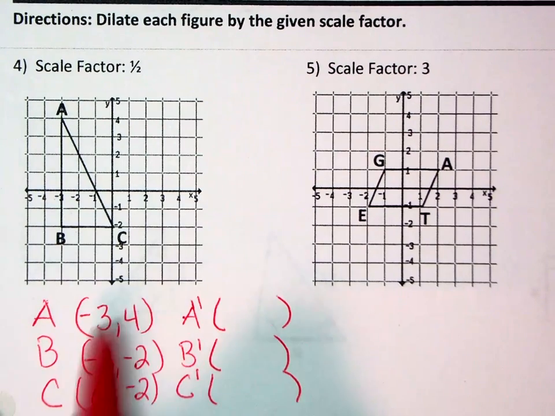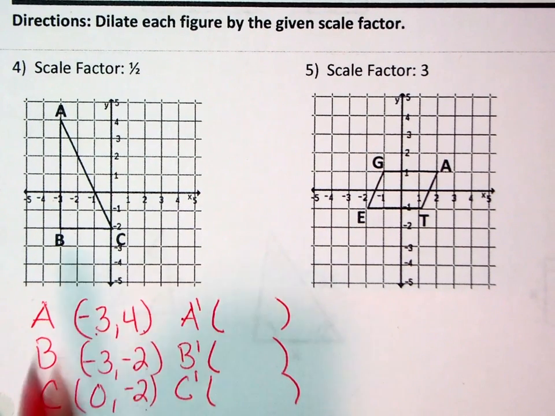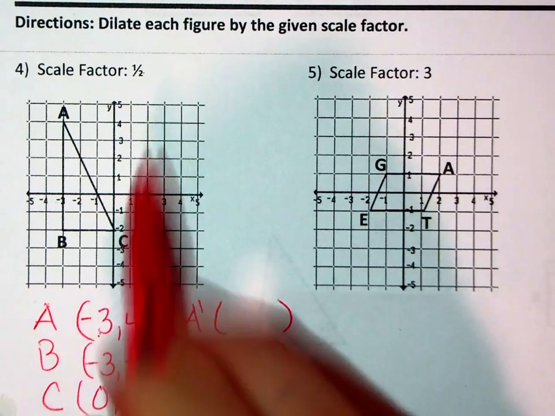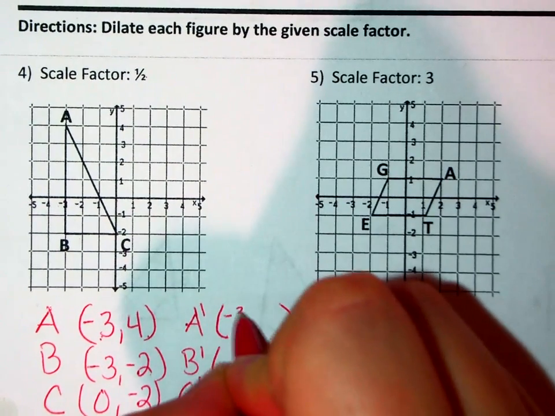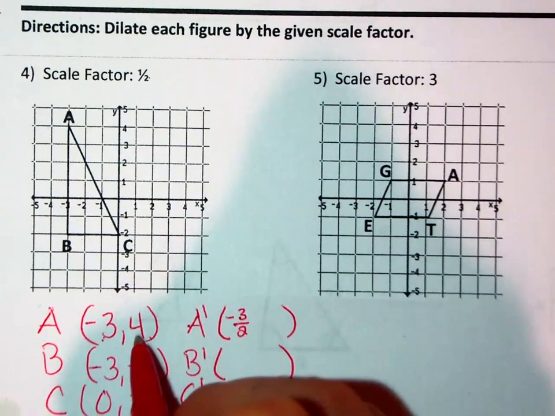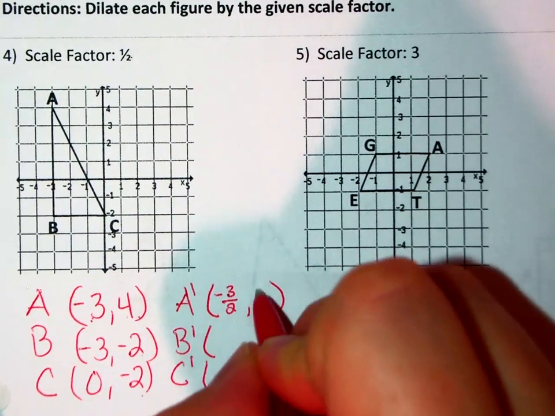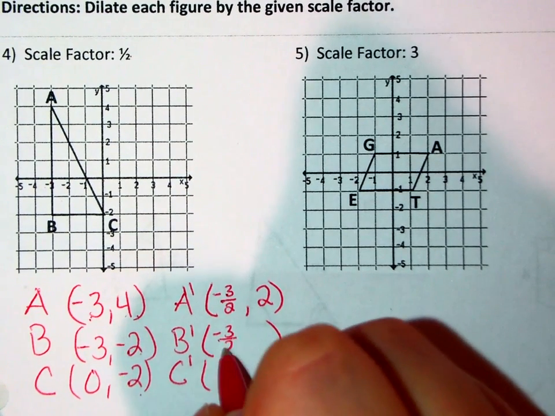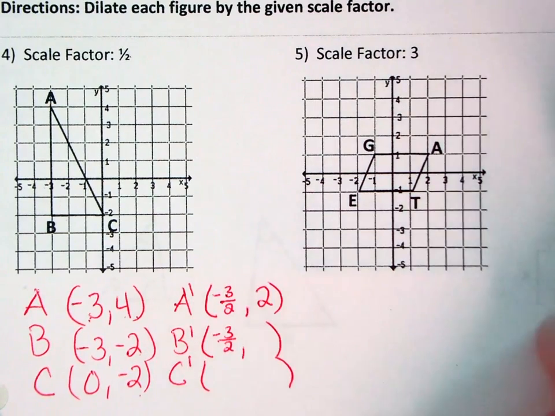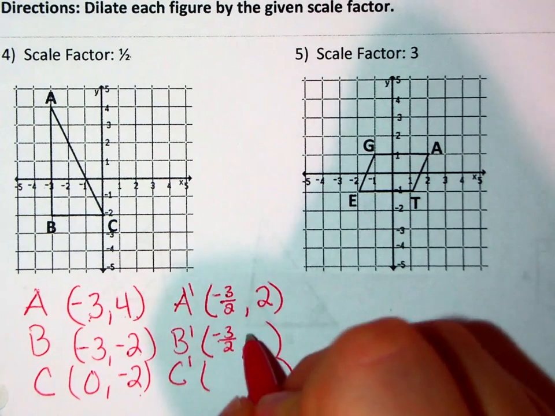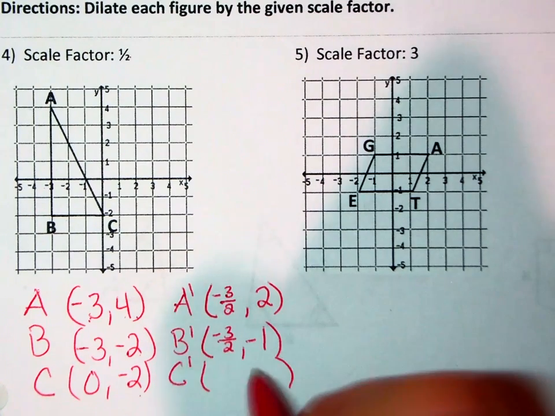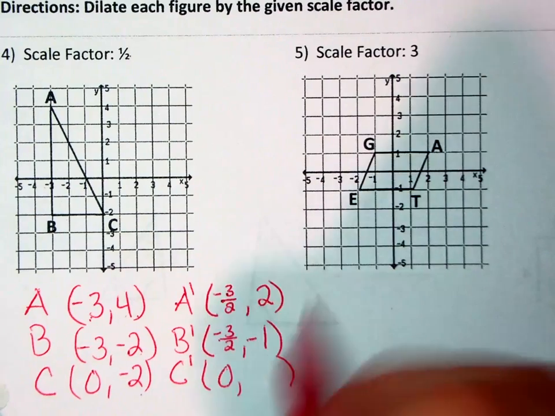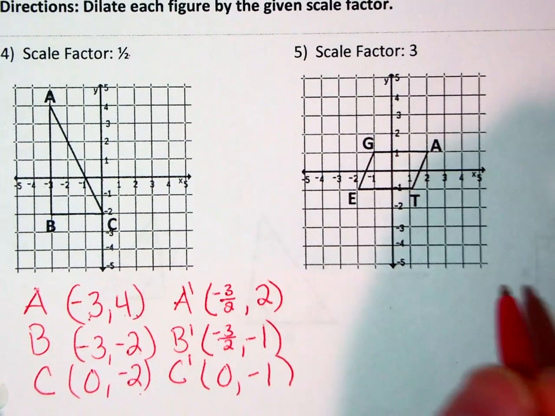I need to figure out what my ordered pairs will be for my image. In order to do that, I need to take every x and y value and multiply them by 1/2. So, -3 times 1/2 would be -3/2. 4 times 1/2 would be 2. Again, -3 times 1/2 is -3/2. -2 times 1/2 would be -1. 0 times 1/2 is still going to be 0. And -2 times 1/2 would still be -1.